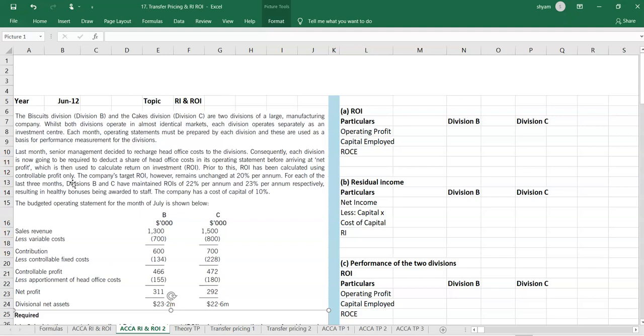Controllable profit is similar to operating profit. The company's target ROI, however, remains unchanged at 20% per annum. So the target is 20% they have to achieve. For each of the last 3 months, division B and C have maintained ROIs of 22% and 23% respectively. So they have always crossed the target, resulting in healthy bonuses being awarded to staff. So if they cross 20%, they are being given an award also. The company has a cost of capital of 10%. So they have given us all the information.